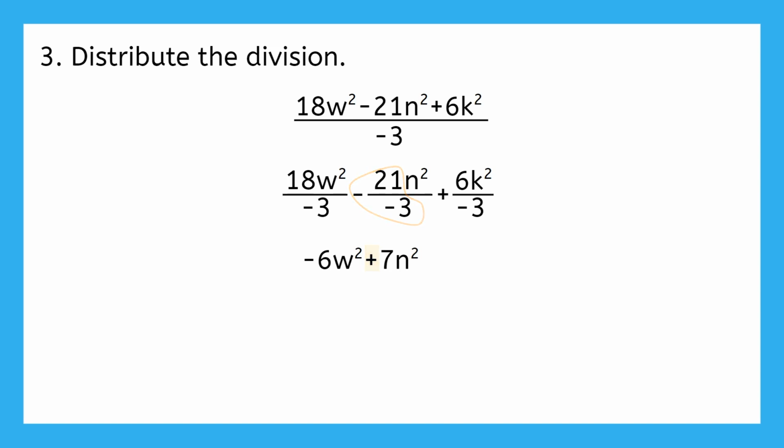And for the final term, plus, or positive 6, divided by negative 3 is negative 2. We could do the same thing here, where the negative result of our division can be shown with a minus sign, making this minus 2k squared. If you didn't notice that you could use the operations as positive and negative signs, you may have wound up with an answer like this.